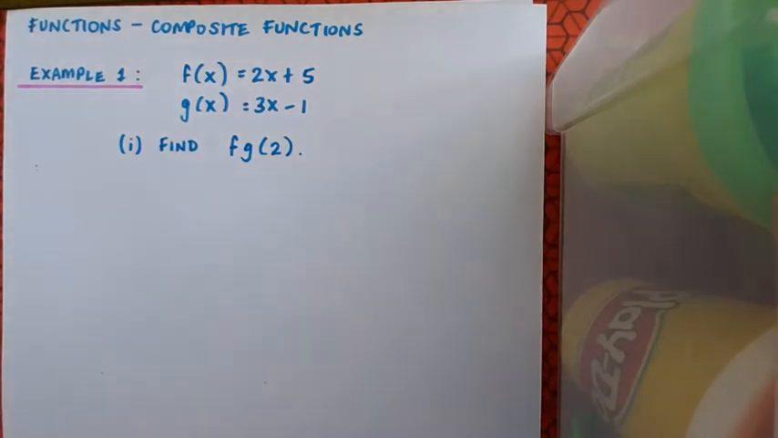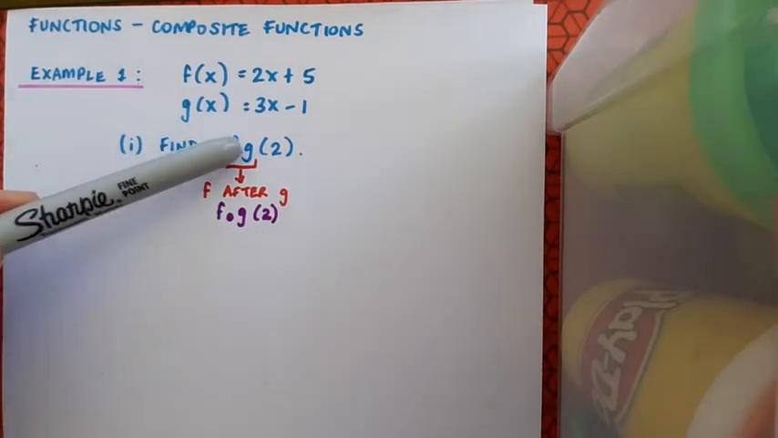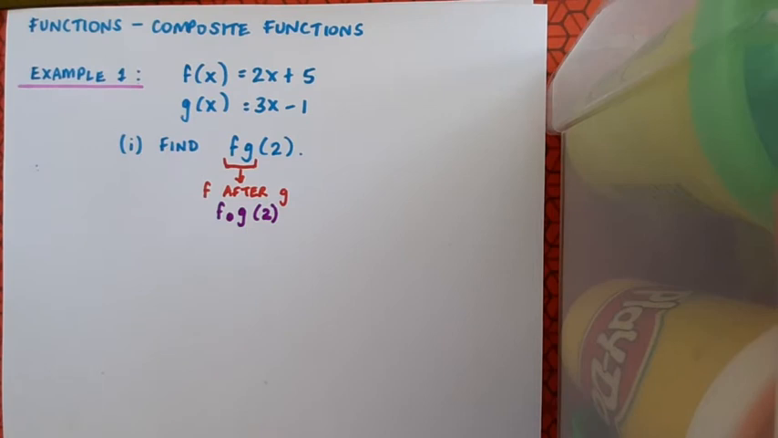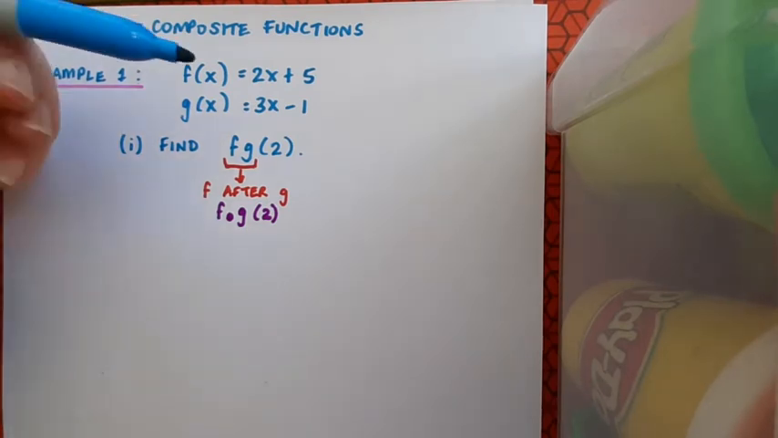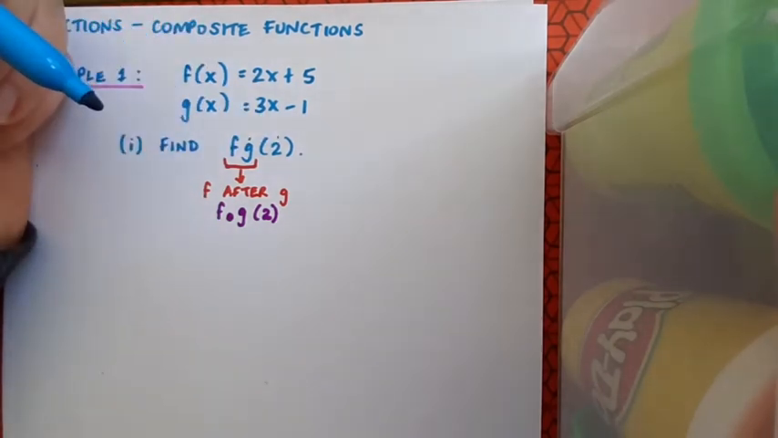First I'm being asked to find fg of 2. This can also be described as f after g of 2. And sometimes you might see it written as f with a small little circle, g of 2, which just means the same as fg of 2 that I have written up here at the top. In either case, the letter that is closest to the input is the function that is used first.